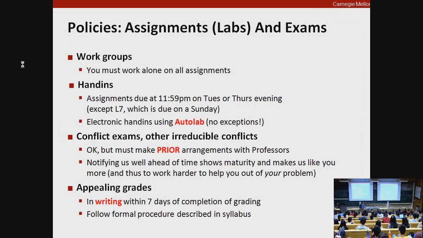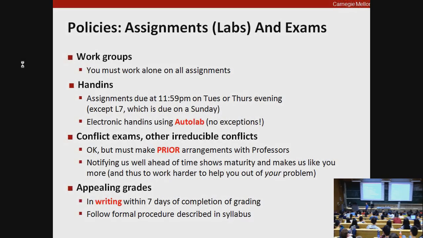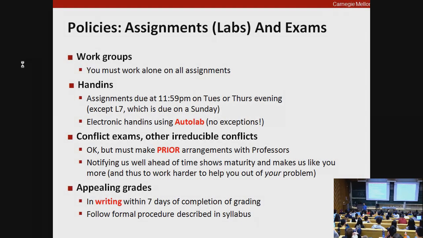Work groups. You must work alone on assignments. Your assignments are to be done individually. Don't work on teams, and so on.